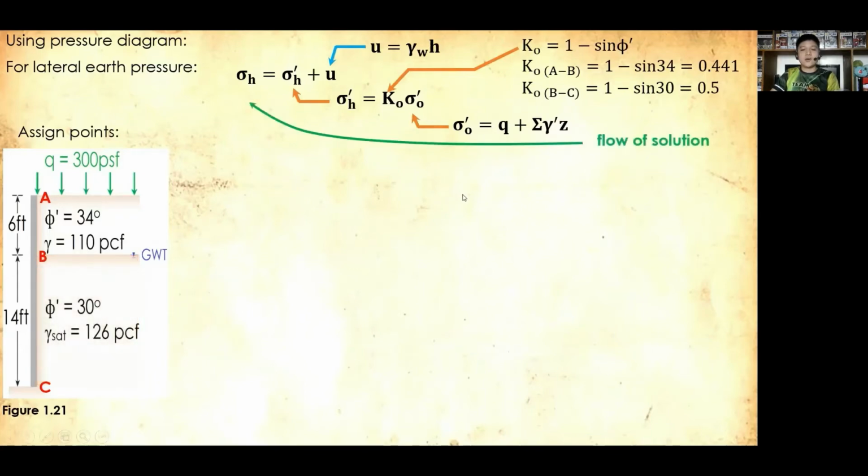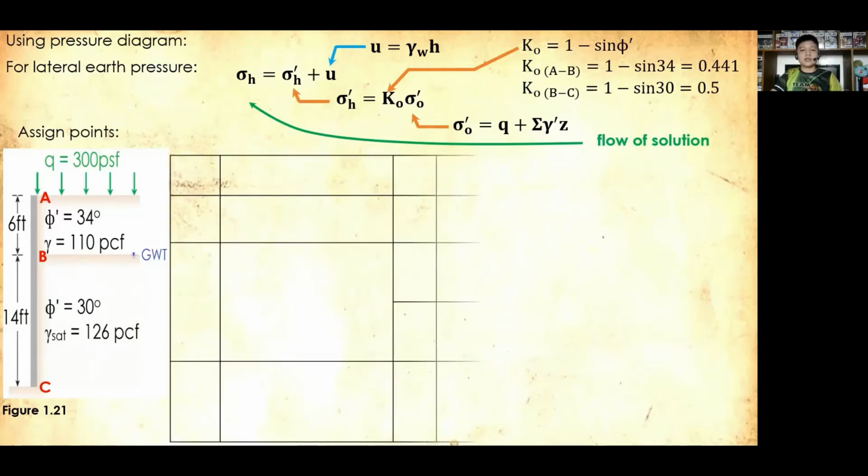Okay, so again, the flow of solution is from the sigma O prime towards now the sigma H prime, plus U, and finally our sigma H, the total. So for our solution as well, since B is exposed to two different layers, two different phi primes, therefore our sigma O prime later on will be multiplied with two different values of KOs.